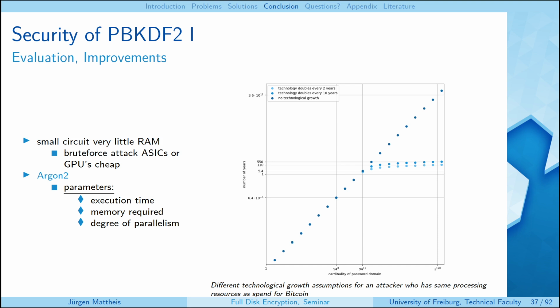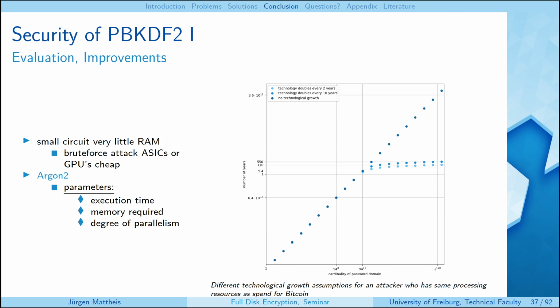First we come to the password-based key derivation function, and the problem about it is that it can be implemented as a small circuit with very little RAM, and thus brute force attacks with the help of ASICs and GPUs are really cheap. But there's actually a better alternative to it, and that's Argon2. Argon2 has several parameters. One of them is the memory required, and it has proven memory hardness, and thus if you try to execute it efficiently, you will at least need a certain amount of memory.